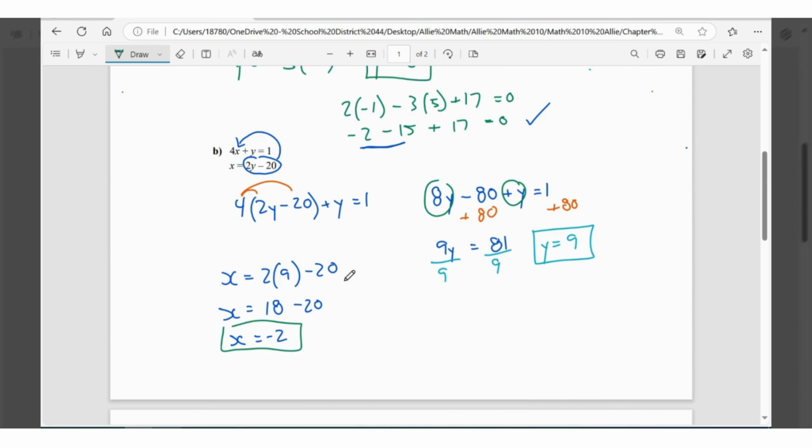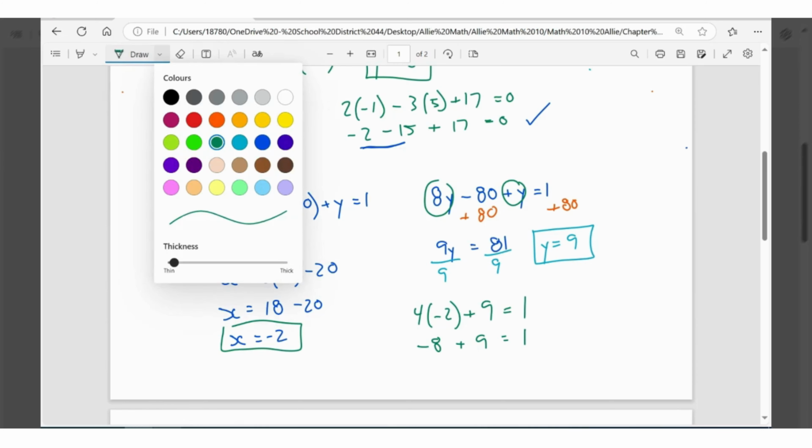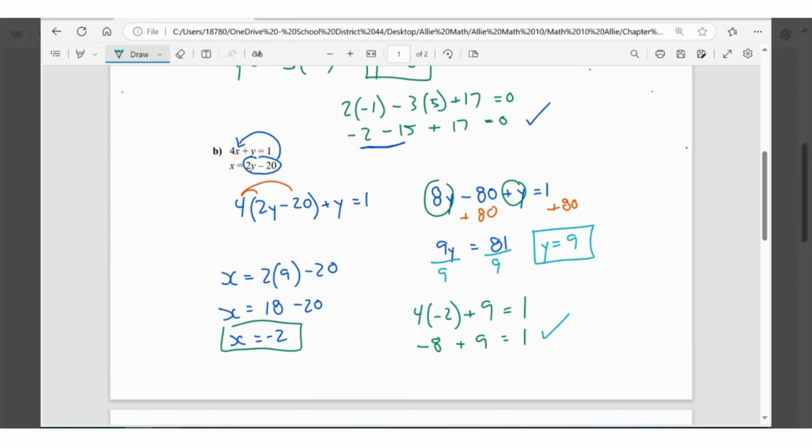And our final step, let's just confirm that we did this right. So let's do 4. You can use either of the equations. 4 times negative 2 plus 9 should equal 1. So is it true that negative 8 plus 9 equals 1? I would say that that is true. So I think we confirmed that we did it right. You could say, solution x equals negative 2, y equals 9, something like that.